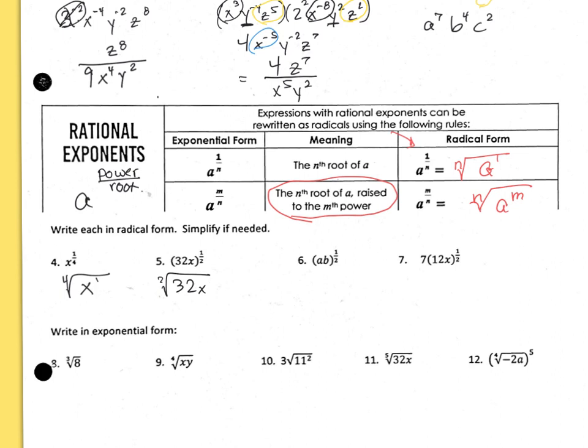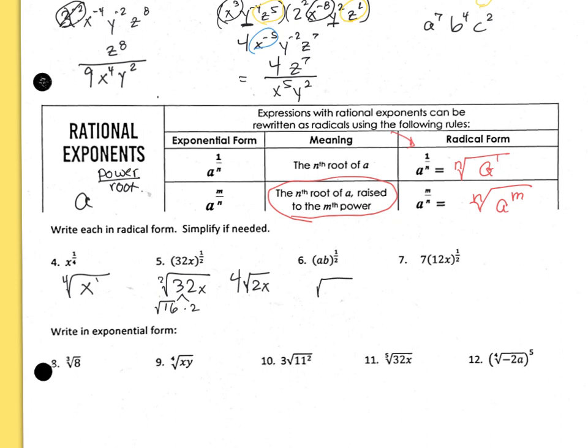Well, 32 breaks down with your square roots. The largest perfect square that goes into it is 16. We know the square root of 16 is 4, so that comes out. We do not know the square root of 2 or the square root of x. And that's what we mean by simplify it.